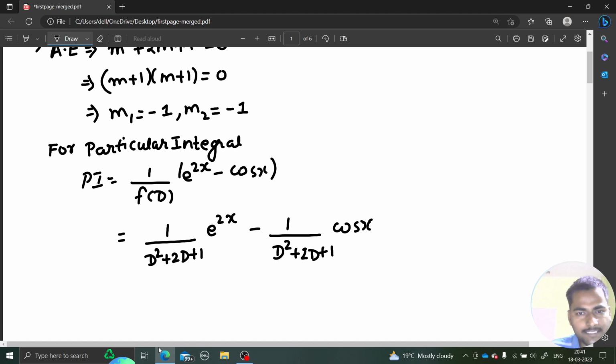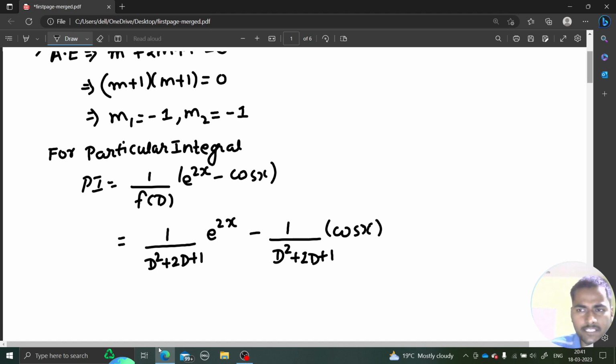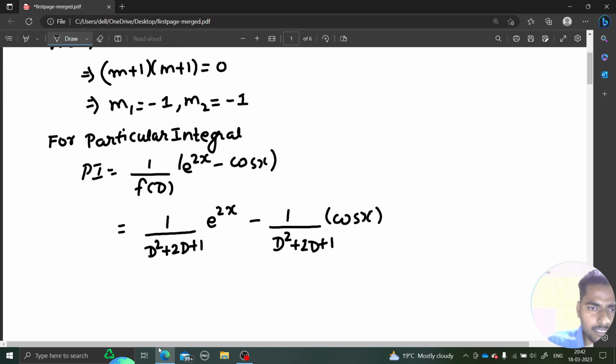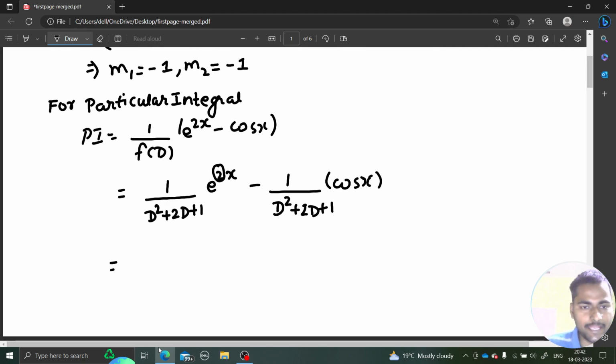Now for cos x, I think it is cos x only. Let me check with the problem which I had been given. It was cos x only. I will have to check it. Yes, it was cos x. So for cos x and e power ax, we have different rules. In the case of e power ax, we simply take the value of a, which is 2 in this case, and replace the D by a and check whether it is not equal to 0.